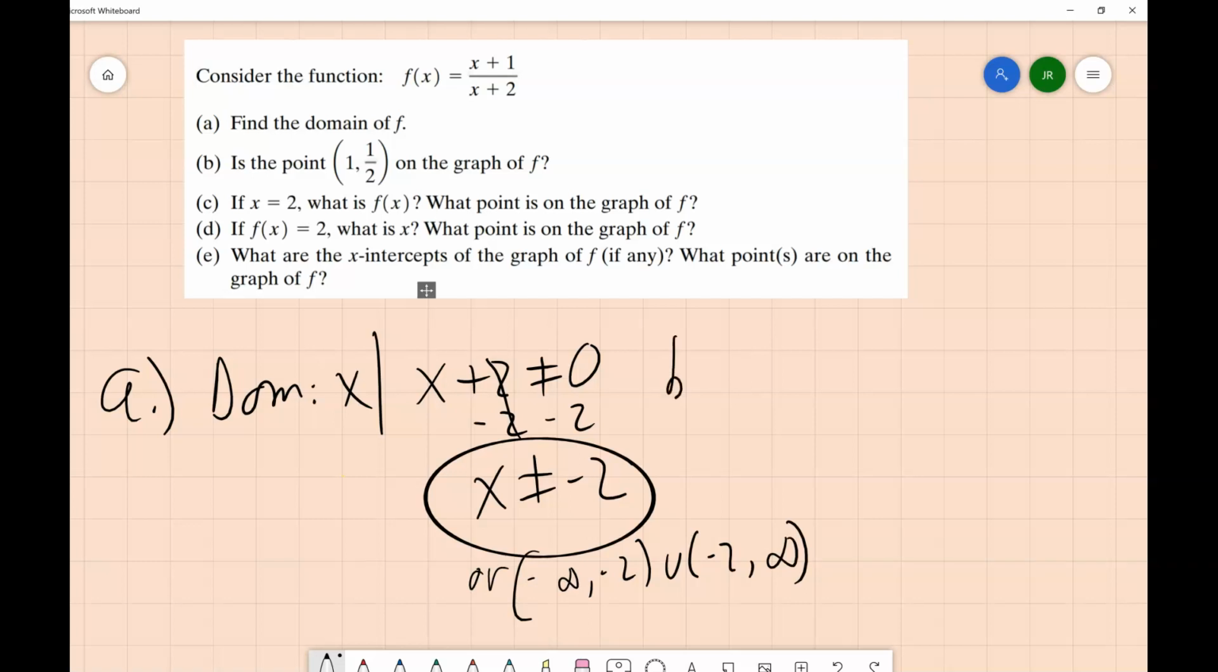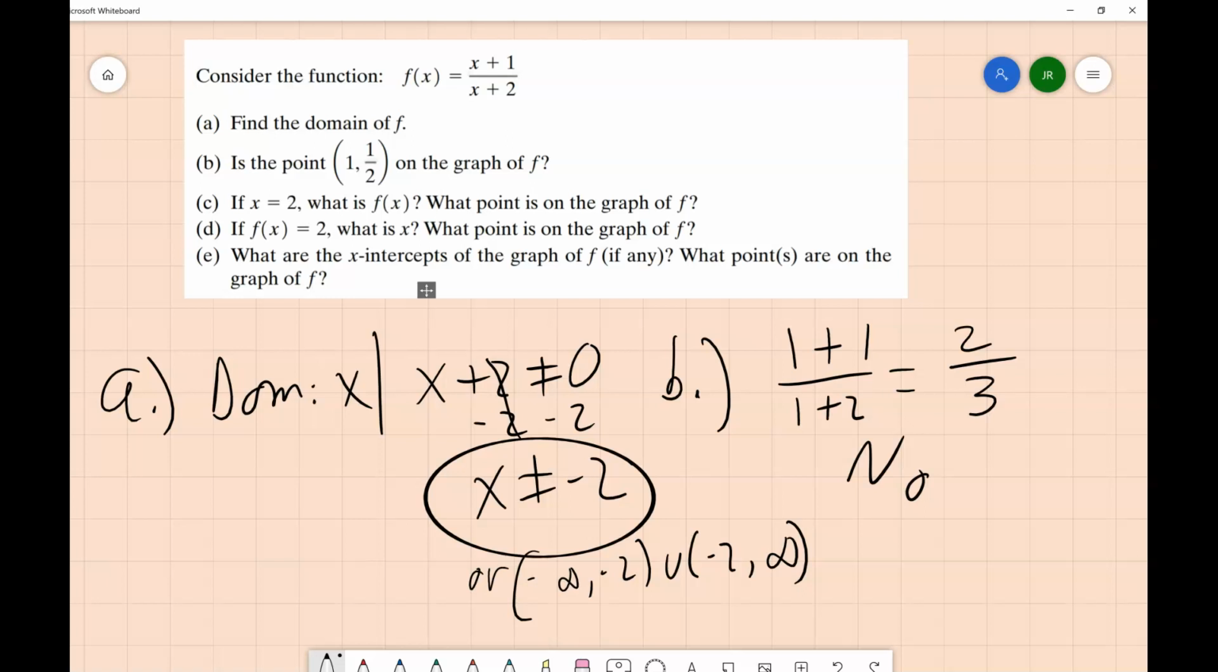Part B: is (1, 1/2) on the graph of f? How do we tell? What I would do is plug 1 in for x: 1 over 1 plus 2, and see if it comes out to be 1/2. Well, this comes out to be 1/3. So (1, 1/2) is not on the graph. The point (1, 1/3) is on the graph, not (1, 1/2).